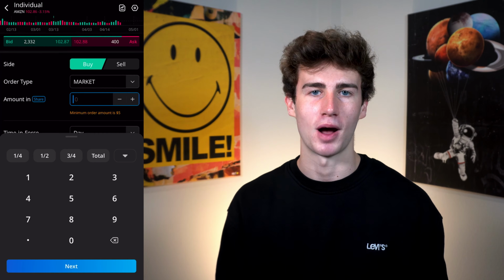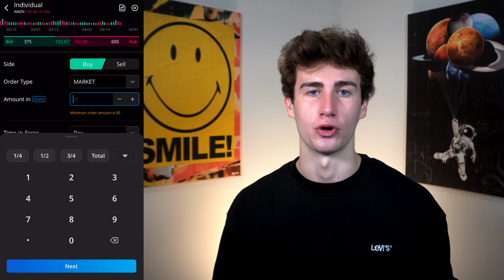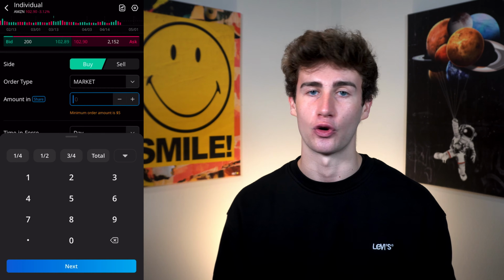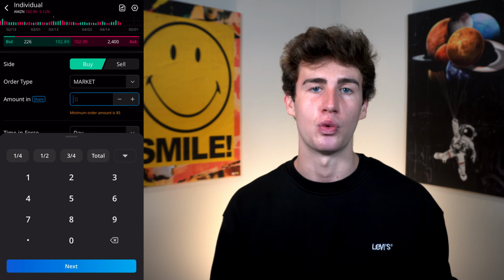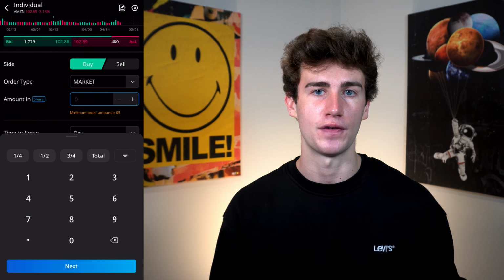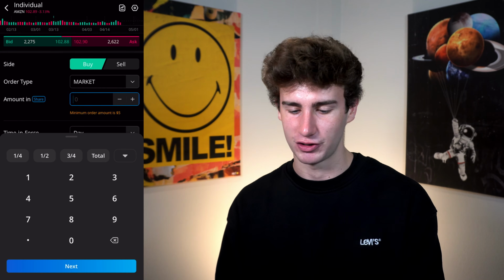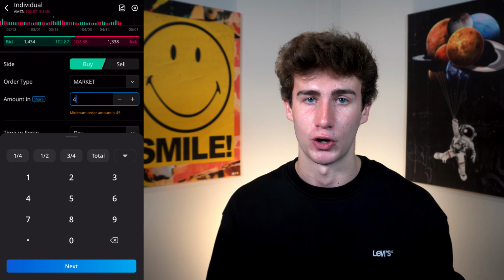And then when the keyboard pops up, you'll notice these fractions at the top as well as a button for total. Those fractions and the total button represent the portion of your available buying power and quantifies it in the form of shares. I have $1,000 available, so if I hit 1/2, the number of shares I can buy with $500 will autofill, which for Amazon stock is 4 whole shares.